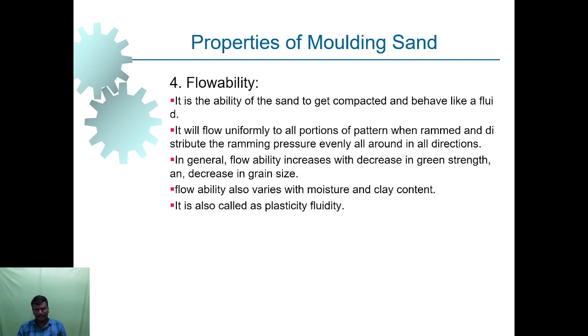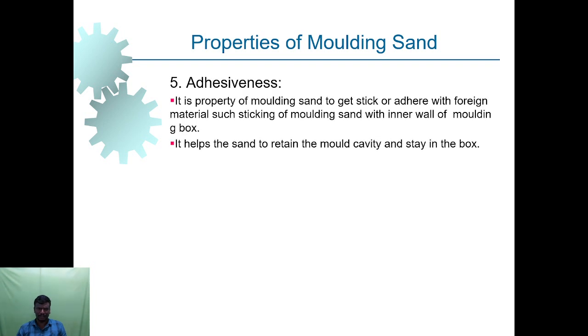Next, the flowability. It is the ability of the sand to get compacted and behave like a fluid. It will flow uniformly to all portions of the pattern when rammed and distribute the ramming pressure evenly all round in all directions. In general, flowability increases with decrease in grain strength and decrease in grain size. Flowability also varies with moisture and clay content. It is also called plasticity and fluidity.